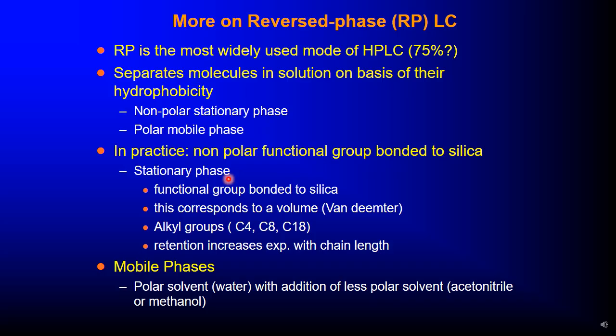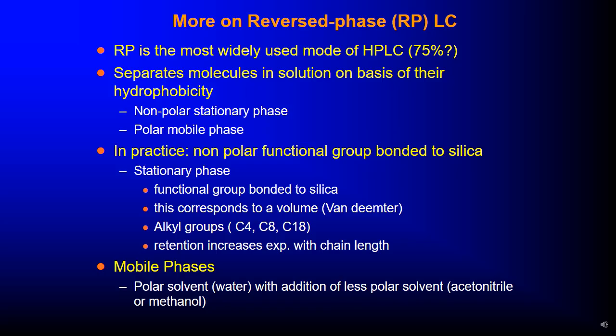So we have the stationary phase, with functional groups bonded to silica. Then this corresponds to a volume. Then alkyl groups like C4, C8 and C18. The retention increases exceptionally with the chain length. For mobile phases, a polar solvent with addition of a less polar solvent like acetonitrile or methanol.